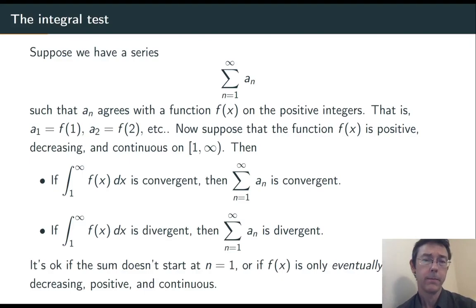One quick comment, the starting point on the series doesn't matter. You can start at n equals 0, 1, 2, a million, it doesn't matter. Convergence and divergence are determined entirely by what happens to a_n eventually, not what happens initially. Along the same lines, it's okay if that function f of x doesn't start out positive, continuous, and decreasing, as long as it ends up that way and stays that way eventually.